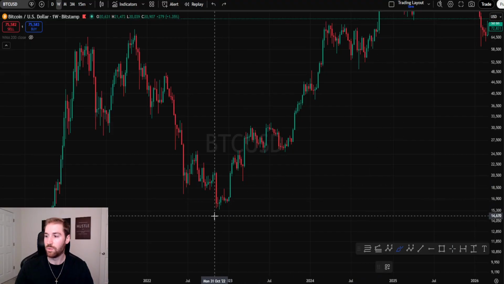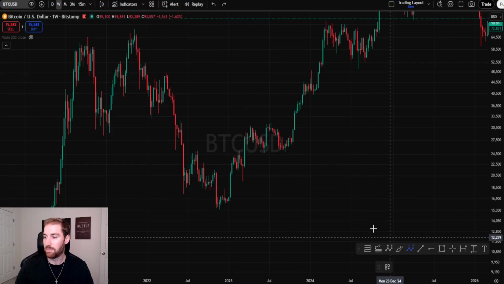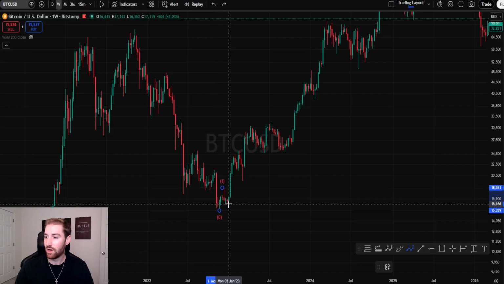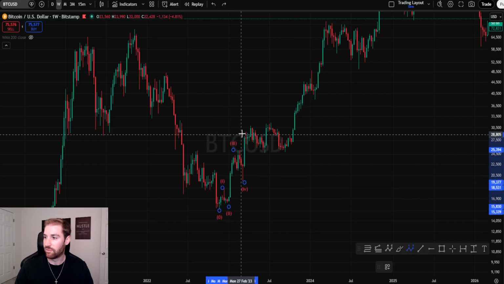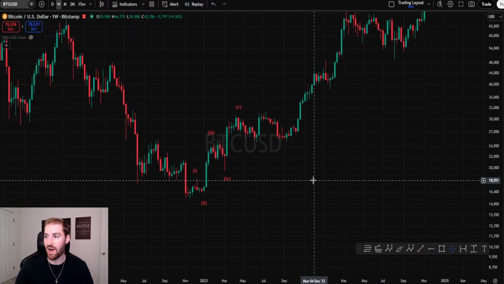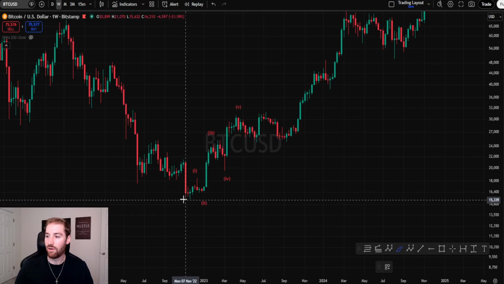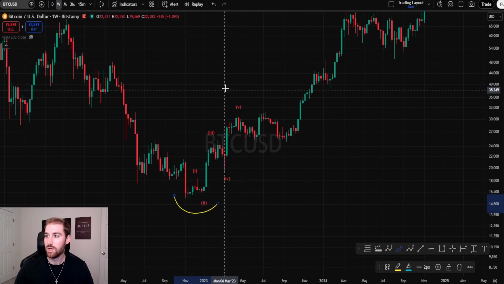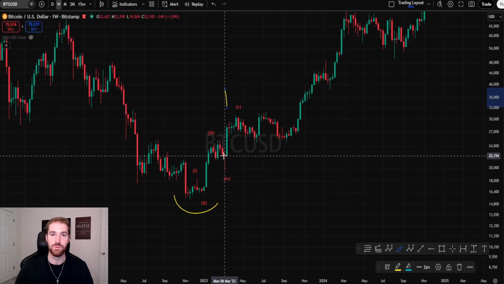On Bitcoin on the weekly, we have an example of an impulsive wave. We have a wave 1, a wave 2, a wave 3, a wave 4, and a wave 5. Again, this is on the weekly time frame, and we have a 5-wave impulsive move off of a major low in 2022. So this makes up our impulsive wave 1.